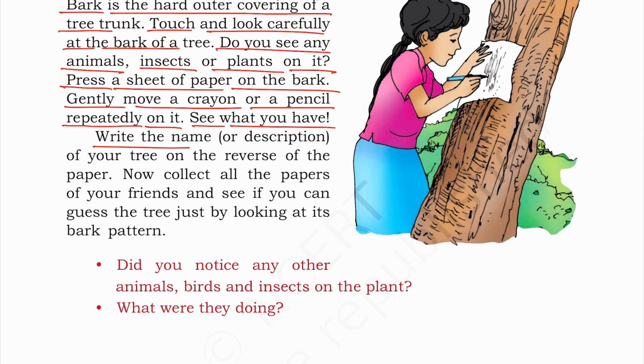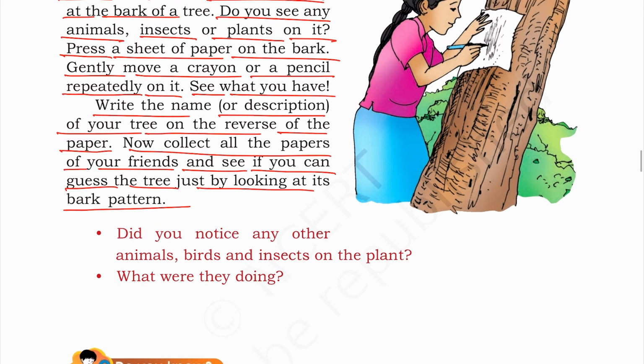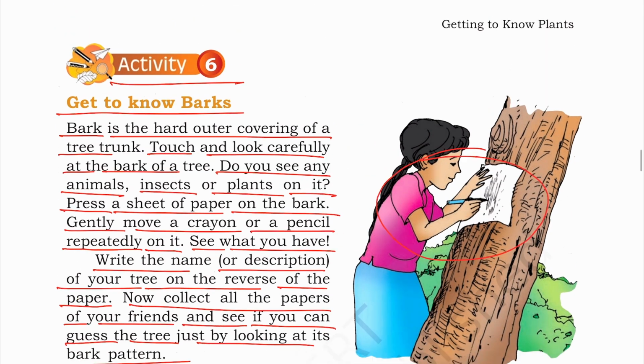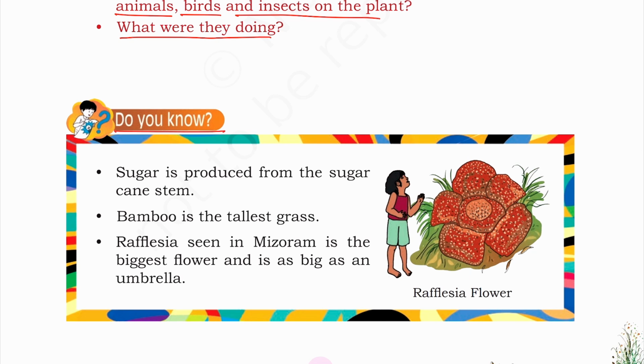Write the name or description of your tree on the reverse of the paper. Now collect all the papers of your friends and see if you can guess the tree by looking at its bark pattern. You have to do like this. Did you notice any other animals, birds or insects on the plant? What were they doing? Do you know?